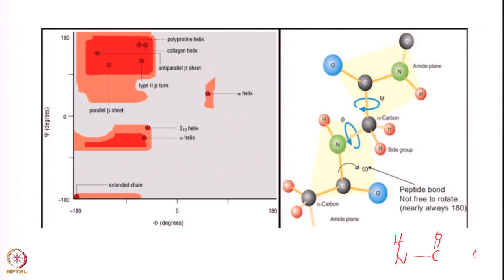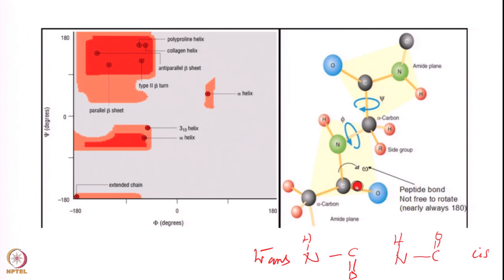If it is like this, it is a cis configuration, but if it is like this, it is called a trans configuration. And the trans configuration means that this omega torsion angle which is indicated here is 180 degrees, because that is a more stable structure, and by and large that does not change at all. Why is that so?